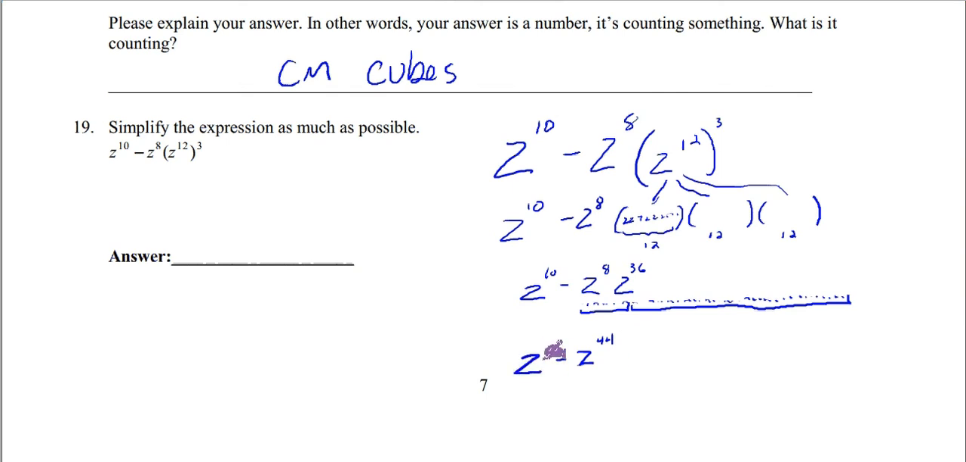So we have z to the 10th minus z to the 44th. Now that's it. We can't write anything else. We can't simplify it. It says as much as possible, and it's not possible to go anything beyond that because we have z to the 10th minus z to the 44th. They are not like terms. They are different things. They cannot be combined. They're as different as apples and oranges, candles and Nerf darts. So they can't be added, they can't be subtracted.